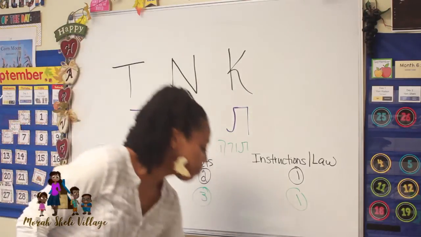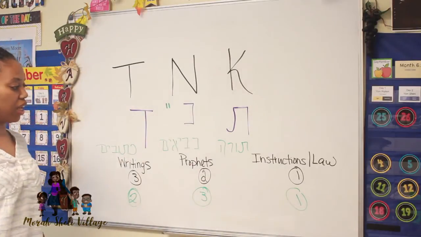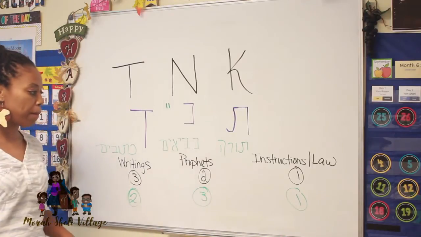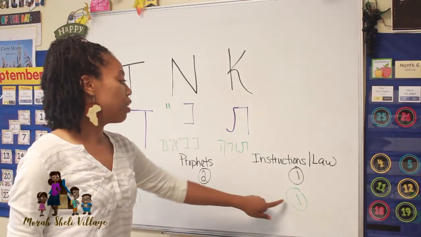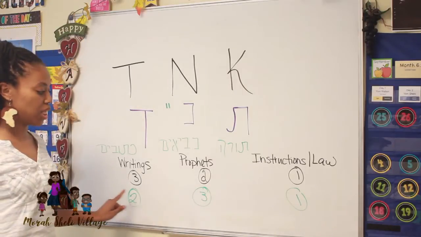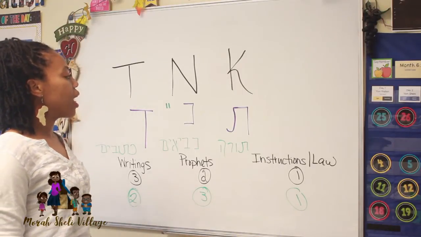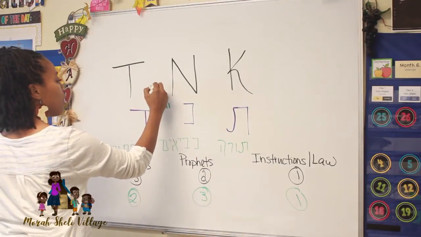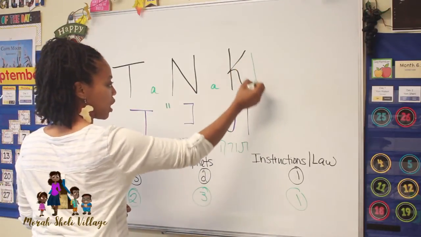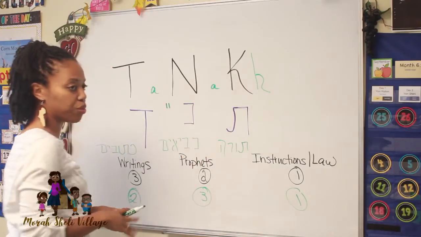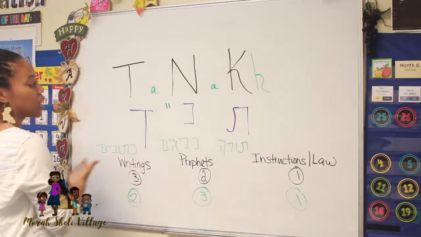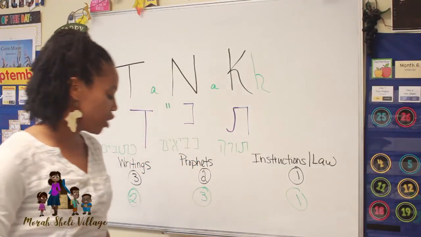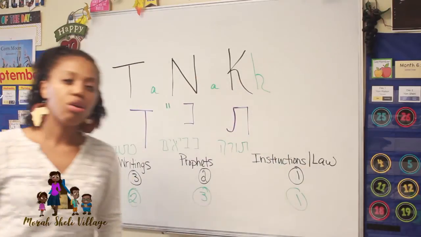Okay, so this is the difference in the canonization. The Hebrew Bible is going to have Torah, Nevi'im, Ketuvim. The Christian Bible is going to have the instructions, the writings, the prophets. Okay, and what ends up happening is we just put some small A sounds here. Sometimes you'll see an H there to indicate that it's going to be guttural. And it is TaNaK, an acronym for instructions, prophets, writings.